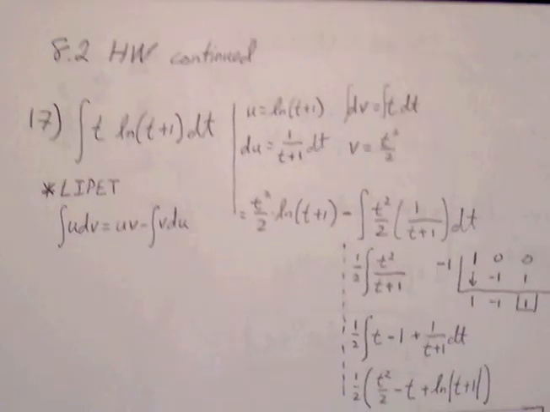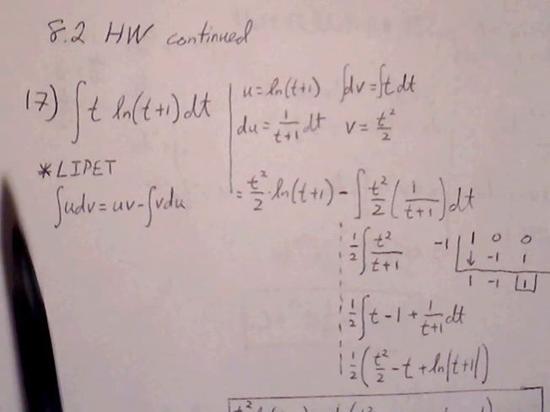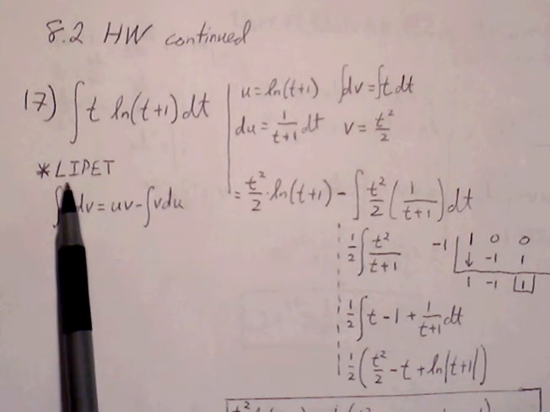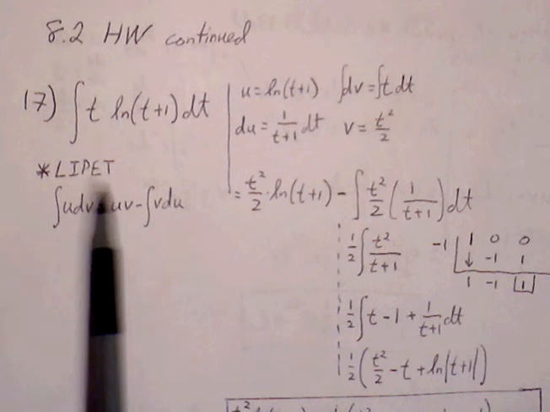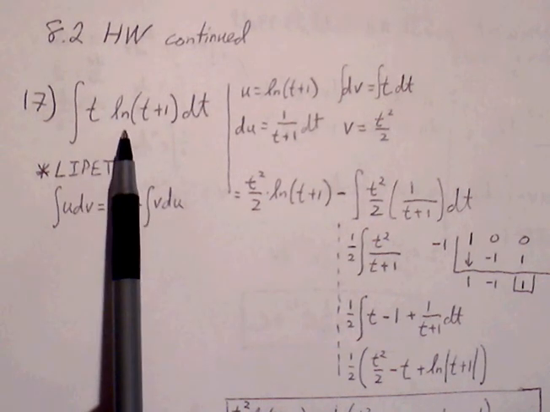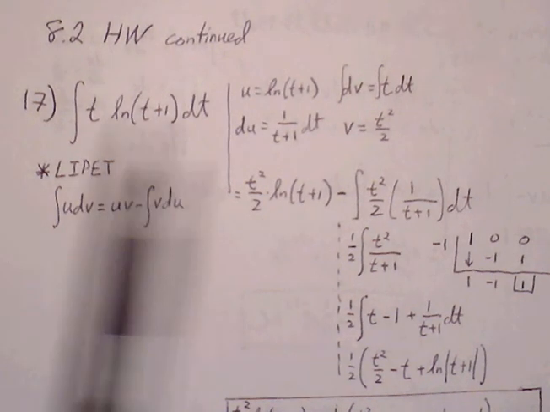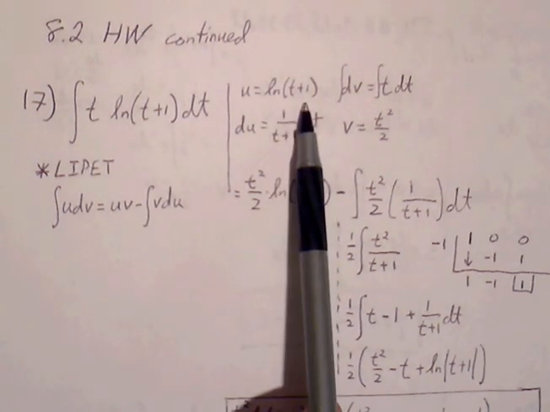Okay, let's continue looking at some more homework problems. This is number 17. We have the integral of t natural log of t plus 1 dt. Going through our acronym preference, we see that we have an algebraic versus a log. So log always takes first precedence. So we have u being natural log of t plus 1.